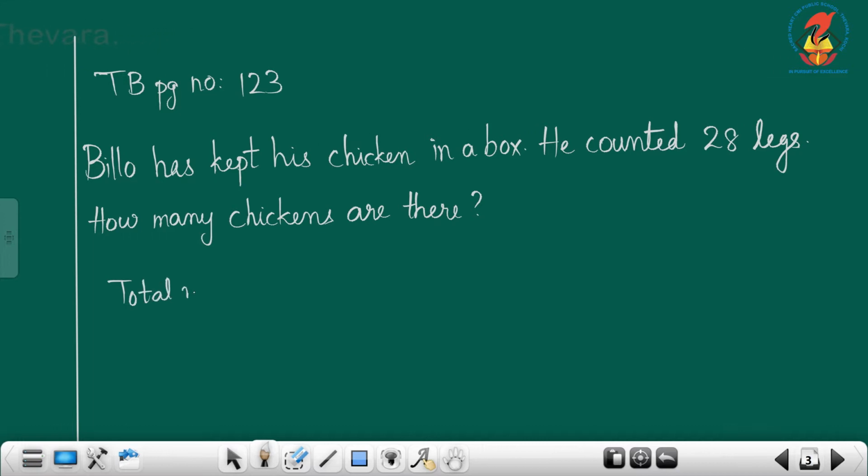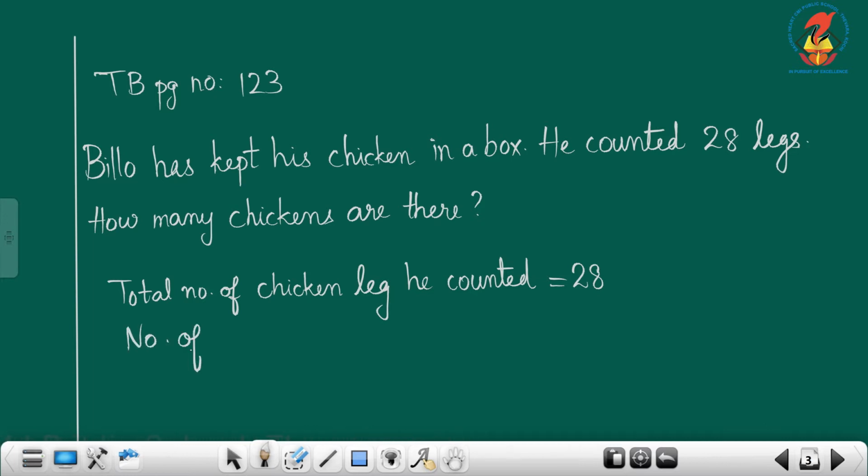Total number of chicken legs he counted. How many chicken legs he counted? It's 28. Okay. So, the question is how many chickens are there? So, we know the number of legs in each chicken. So, we should write that also. So, number of chicken, number of legs.